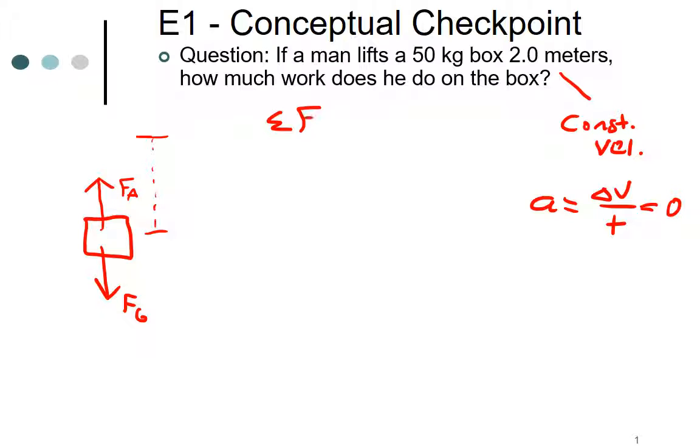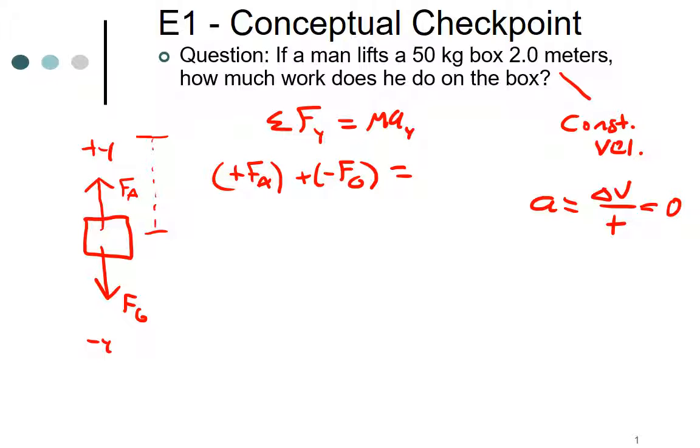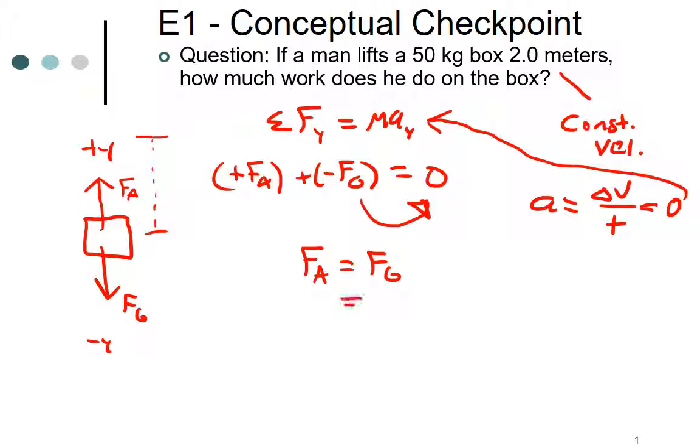So when we set up the forces, it's still important to do the net force and the sum of the forces. We have the positive y up here, negative y down here. So positive force applied plus the negative force of gravity. If the acceleration is 0, then the force of gravity and force applied are equal to each other. And we get the force of gravity, which is weight, which is mg. And we want the force applied because we figure out how much work the person does on the box.